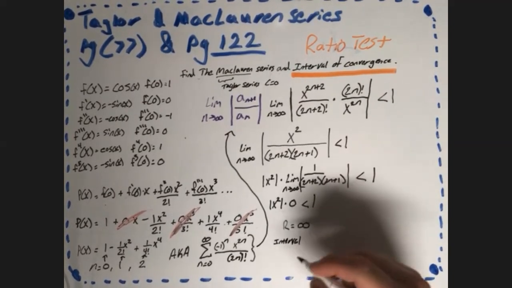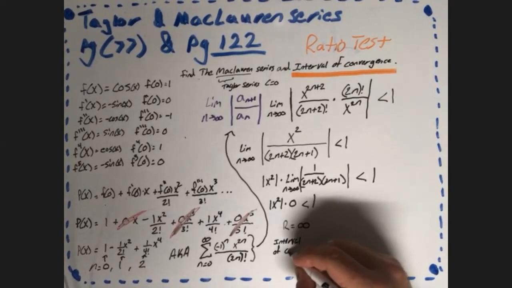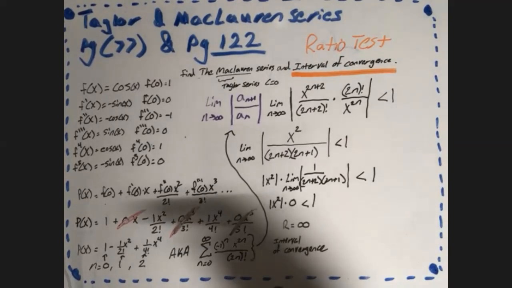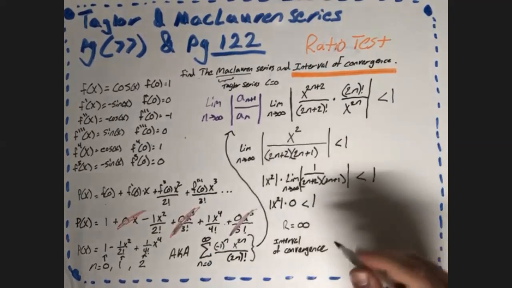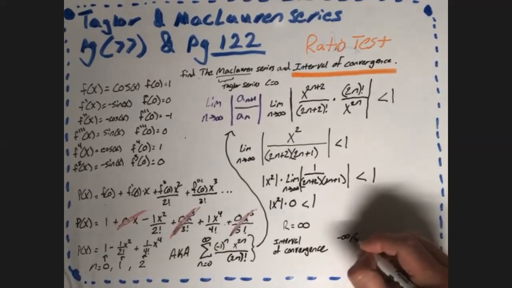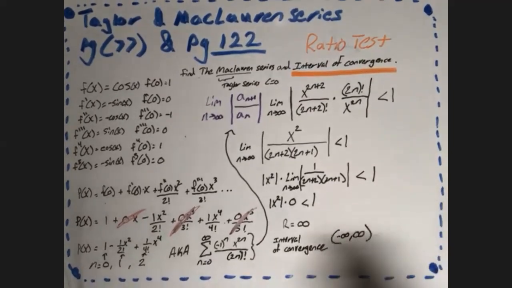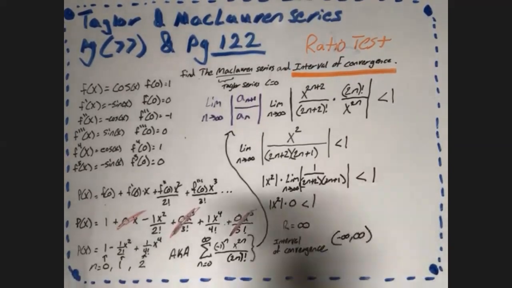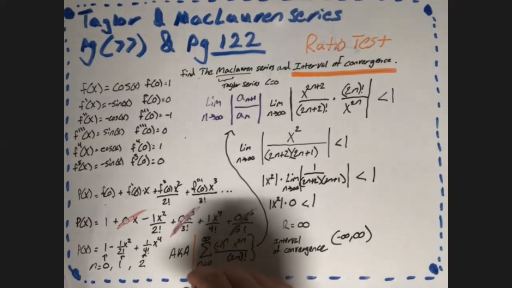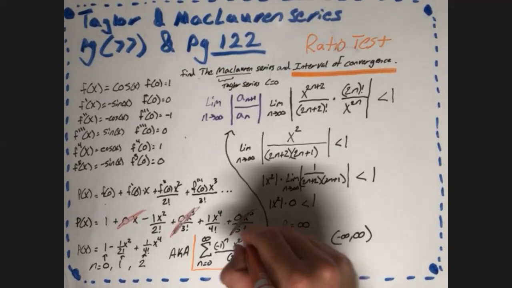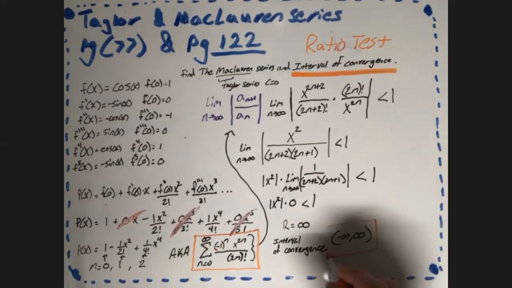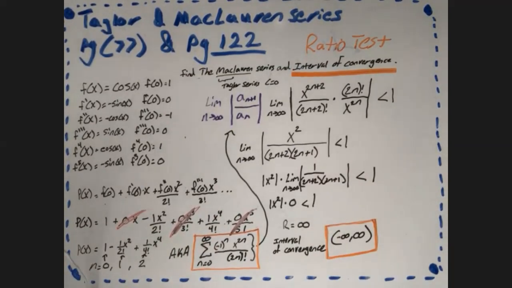And my interval of convergence, well, it's going to be infinity in that direction and infinity in that direction. So we're going to get negative infinity to positive infinity, okay? So here we go. Our first question in the books. We have our Maclaurin, or our Taylor series. You can think of it as a Taylor series centered around 0, and our interval of convergence. Okay, cool.